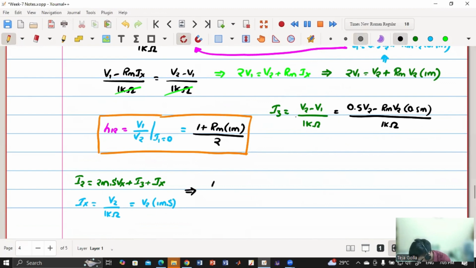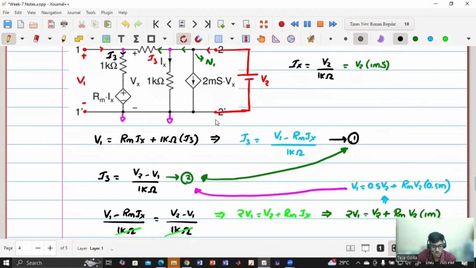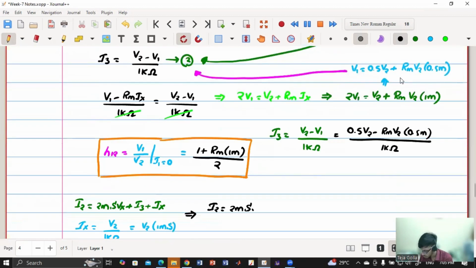Now we have all the equations. We just have to back substitute. So now my I2 is equal to 2 millisiemen into Vx. What is my Vx? My Vx is my V1, right? Vx is equal to V1. So I have to substitute the value of V1: 2 millisiemen into 0.5 V2 plus Rm V2 into 0.5 milli.